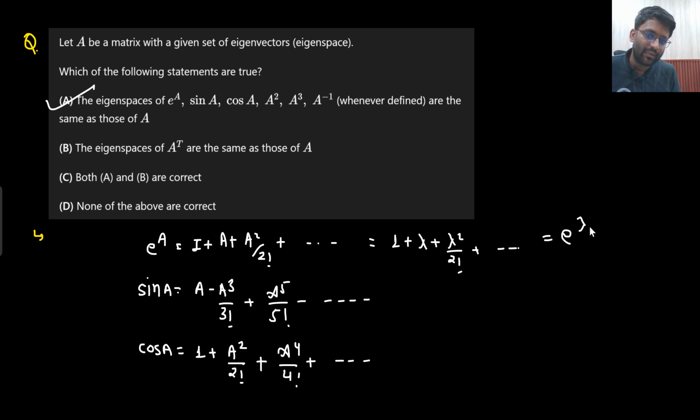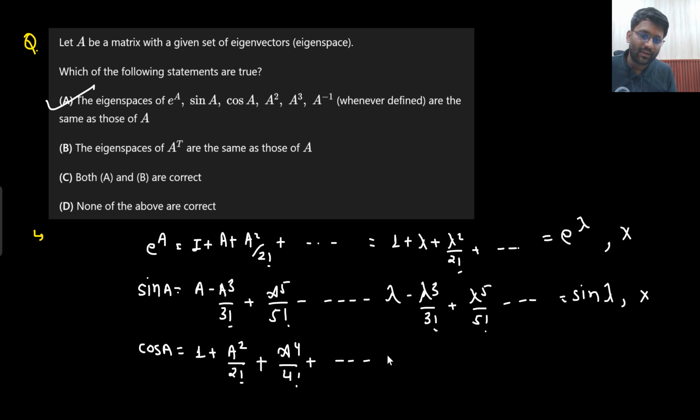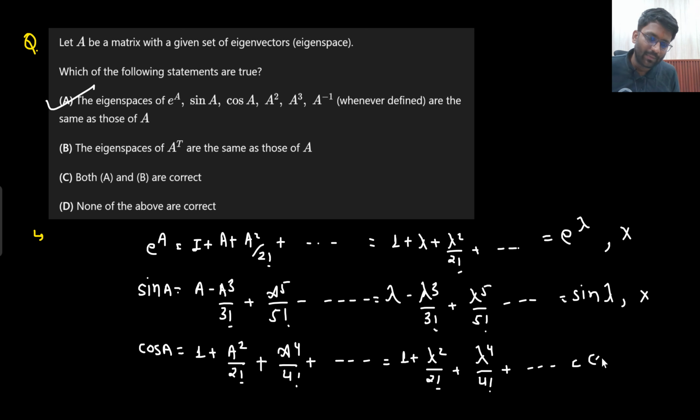So the eigenvalue will become e to the power lambda with the eigenvector of x. Here, lambda minus lambda cube by 3 factorial plus lambda to the power 5 by 5 factorial and so on will become sin lambda. And here, 1 minus lambda square by 2 factorial plus lambda to the power 4 by 4 factorial and so on will become cos lambda, and the eigenvector will remain the same because all of them have the same eigenvectors. For the other ones you already know they will have the same eigenvectors. But is that correct?